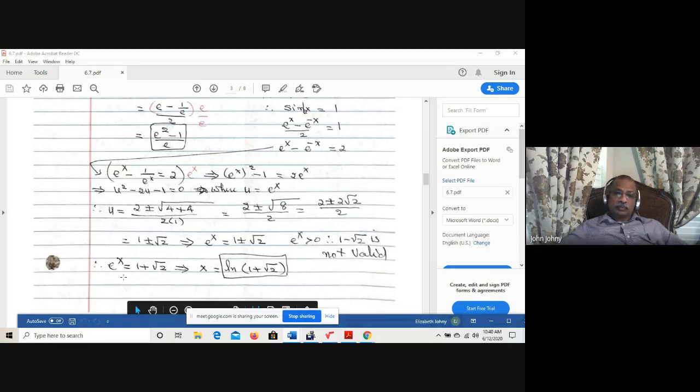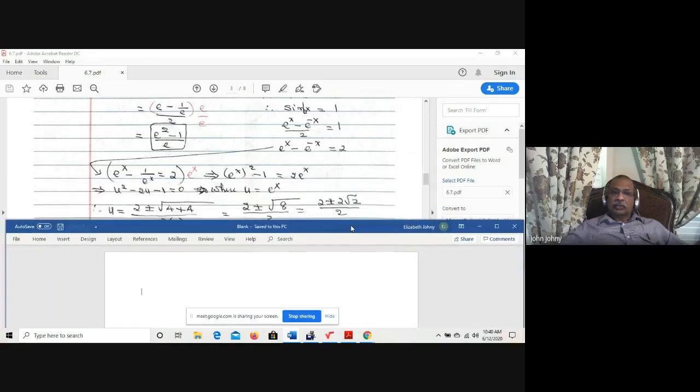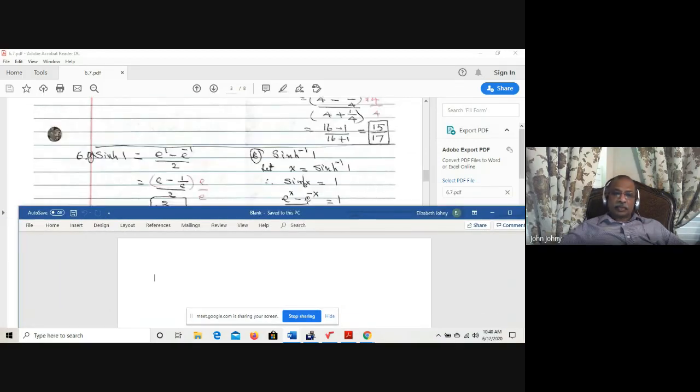So the actual final answer is e to the x is equal to, that is u is equal to, e to the x is equal to 1 plus square root of 2. Therefore, x is equal to natural log of 1 plus square root of 2. Okay, so here I have skipped a couple of steps. What you have to do is, I'm going to explain once again.